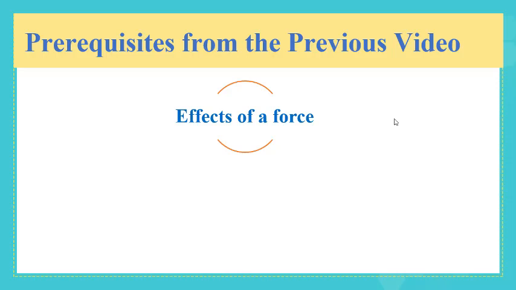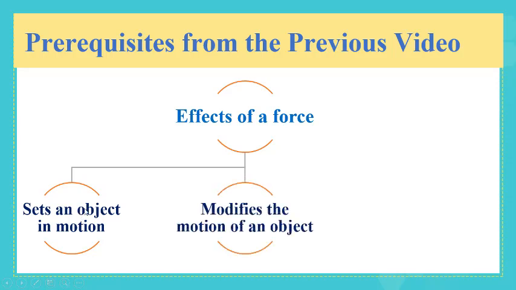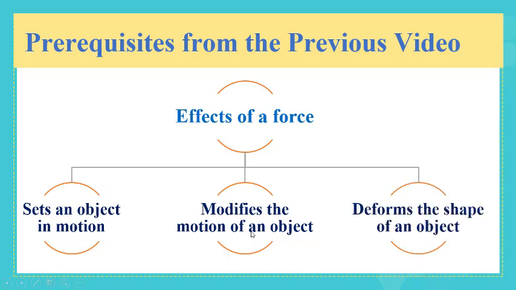Effects of a force. The first effect we said before is that it sets an object in motion. This object was initially at rest. Second one, it modifies the motion of an object. Third one, it modifies or deforms the shape of an object.